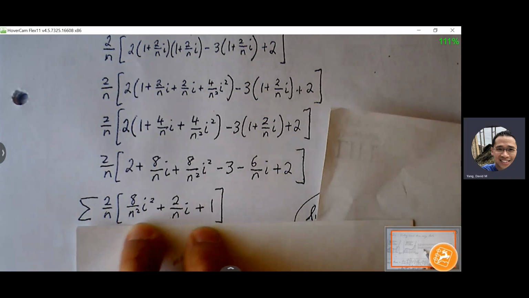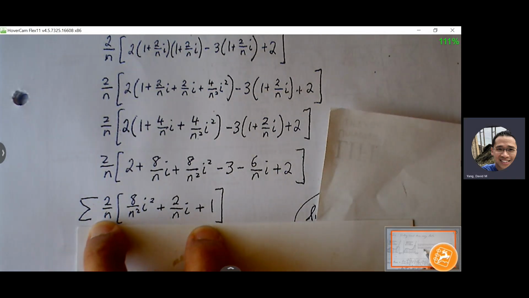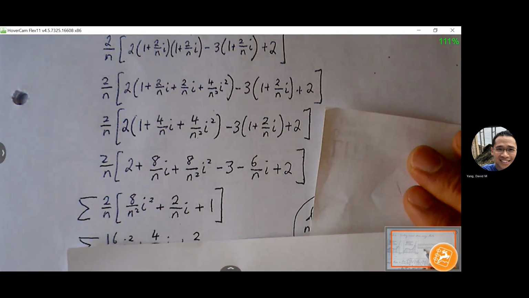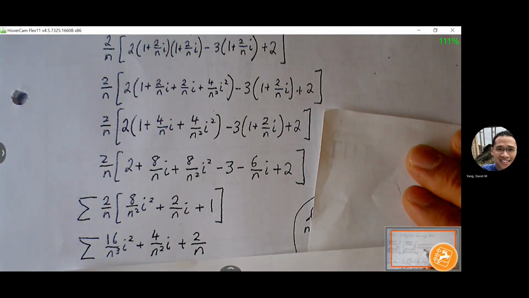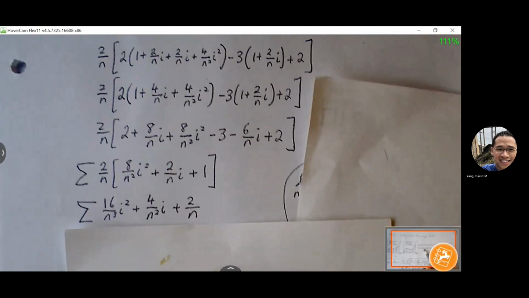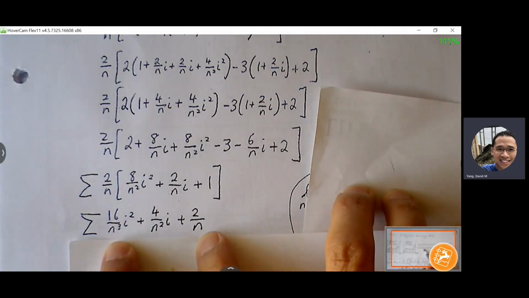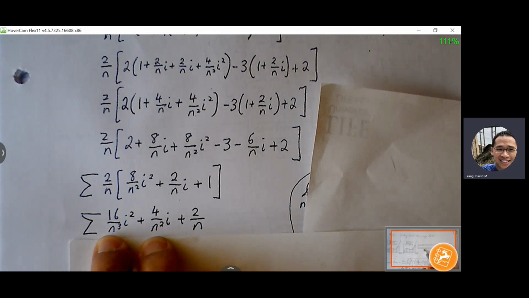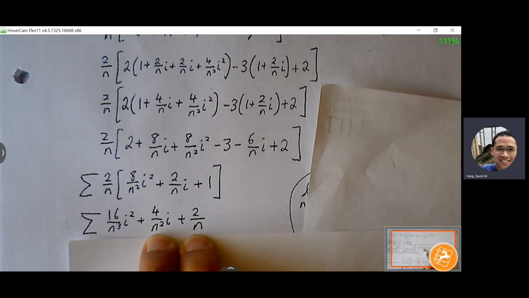Okay, so I've cleaned up my height component. I'm going to also involve my width component, so distribute that 2 over n through. Now things are becoming a little bit more familiar, right? I know I've got to separate each of them, let each be its own summation, and pull out anything that's not part of my summation rule. So I've got 16 over n cubed i squared, 4 over n squared times i, plus 2 over n.